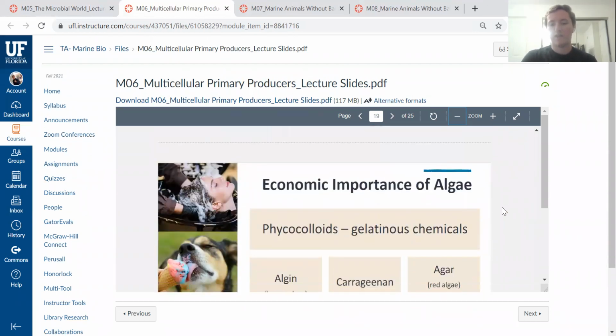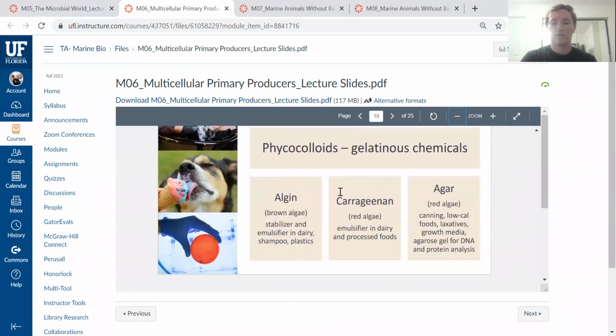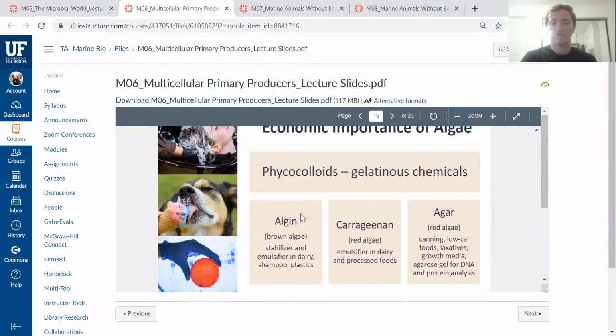The economic importance of algae is huge. There's so many different things that can go about it. Algin is probably the most popular thing. It's in shampoo, it's in toothpaste, it's in a lot of ice cream. So algin is super, super important. It's found in brown algae, and that's why giant kelp and stuff is a very popular commercial product. The other two, carrageenan and agar, are very, very popular from red algae.